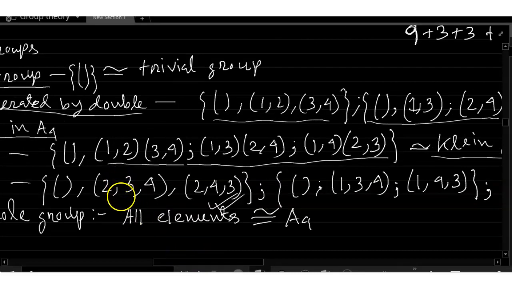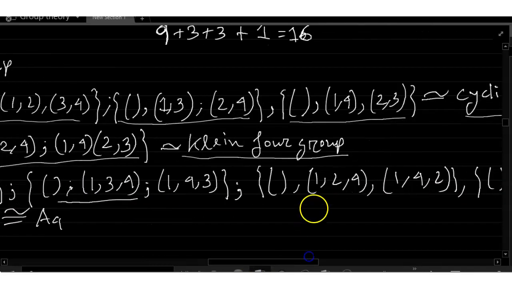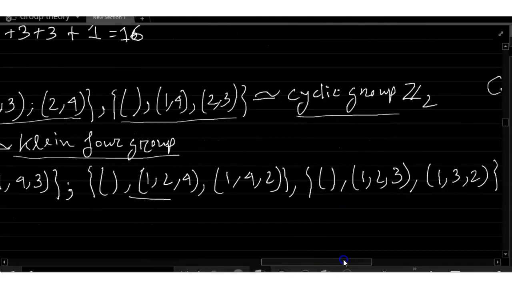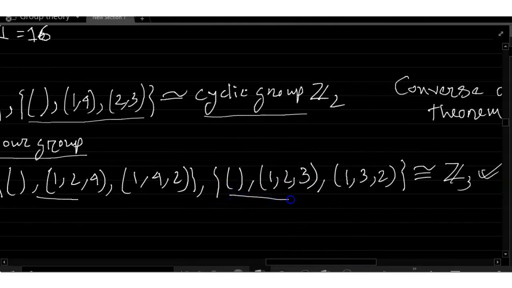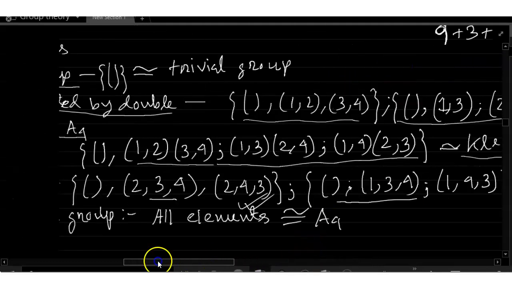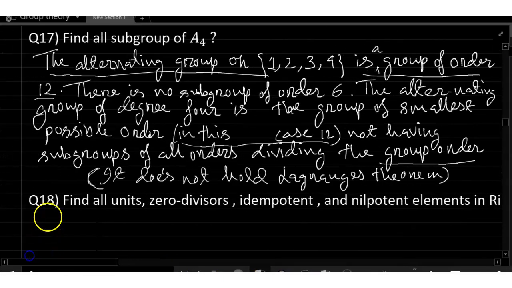You will see 1, 2, 3 and 4, because the order of A4 divided by 3 equals 4. So friends, I hope I can clear this total concept of subgroups of A4. This is very important for every student.